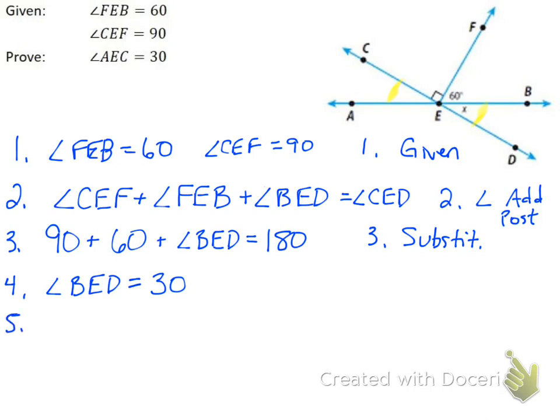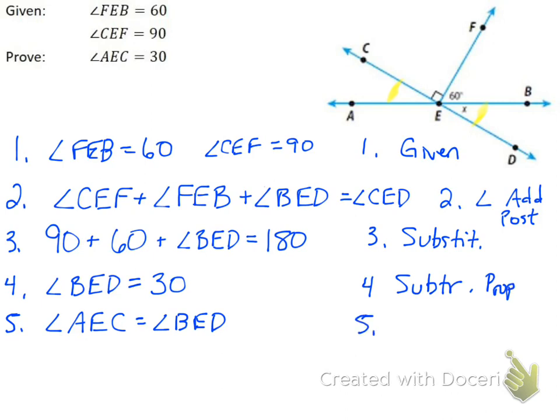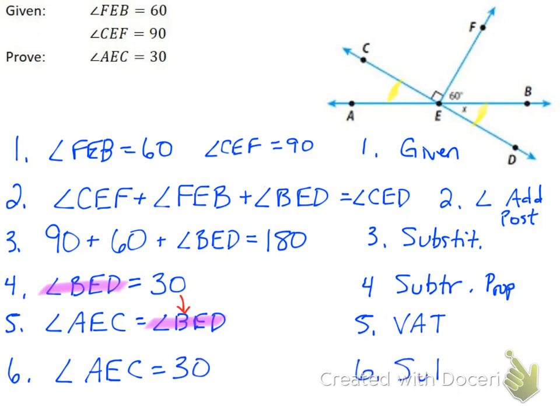So with my fifth step, I can't just say immediately AEC is equal to 30 by vertical angles. What I want to be able to say is that angle AEC is equal to angle BED. Oops, the fourth step was a subtraction step. And so with my fifth step, that's using the vertical angle theorem. And since I have BED in common between these, I can grab that 30 and plug it in. So with my last step, I can say angle AEC is also equal to 30 degrees. And again, that's a little substitution step.